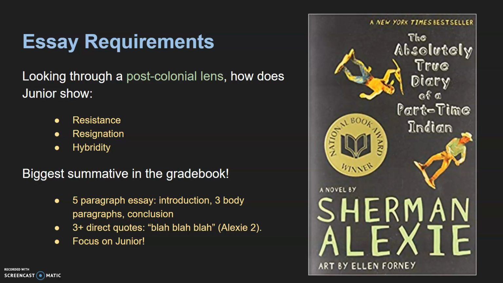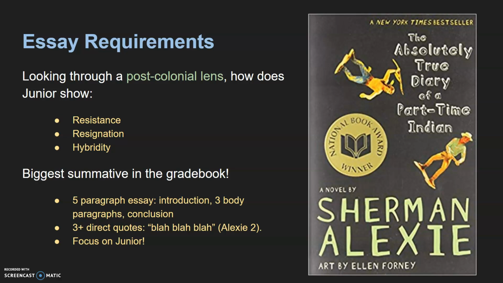For your summative, you're required to write a 5-paragraph essay. That includes an introduction paragraph, 3 body paragraphs, 1 paragraph about resistance, 1 about resignation, and the last one about how Junior shows hybridity, and a conclusion paragraph.